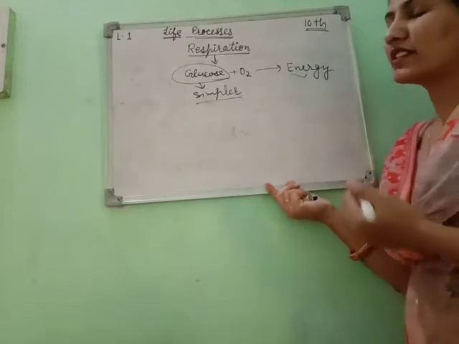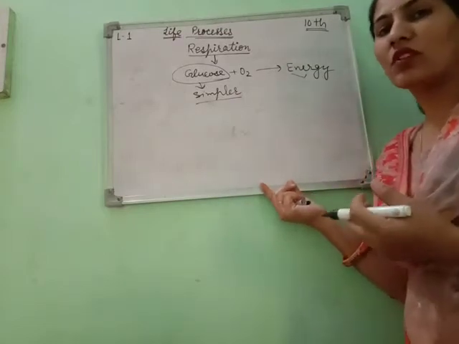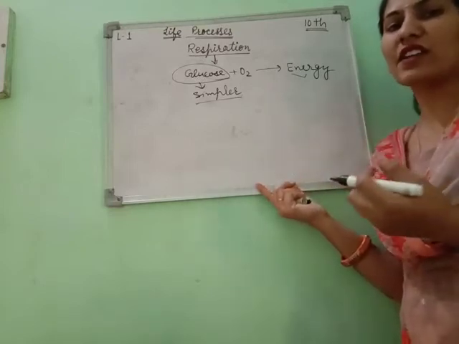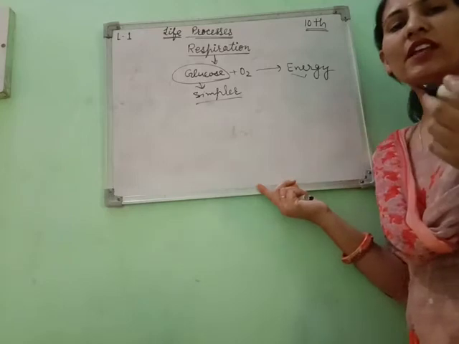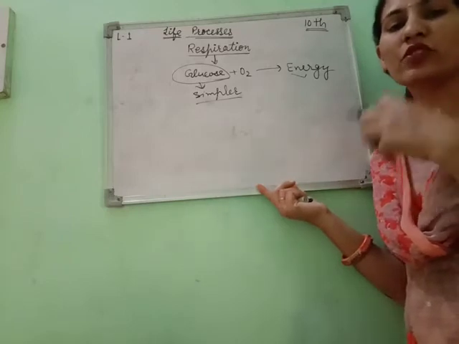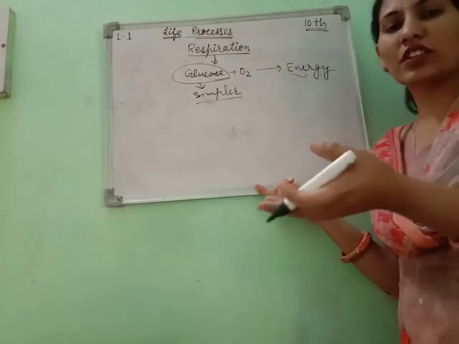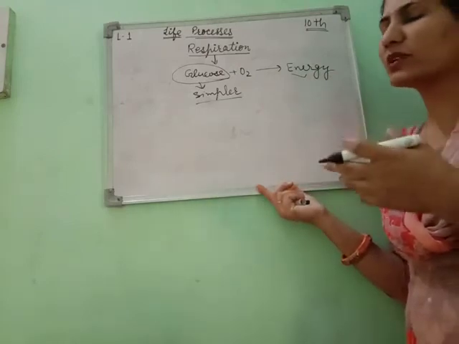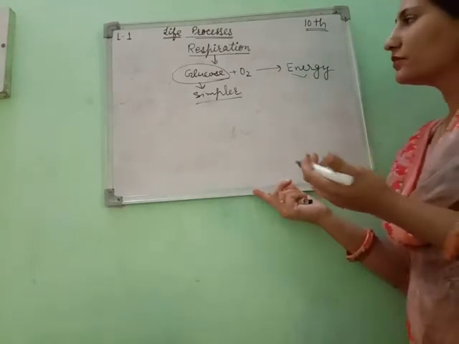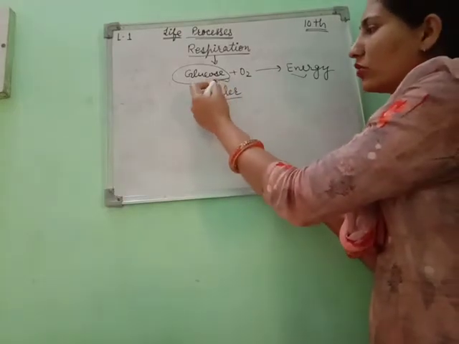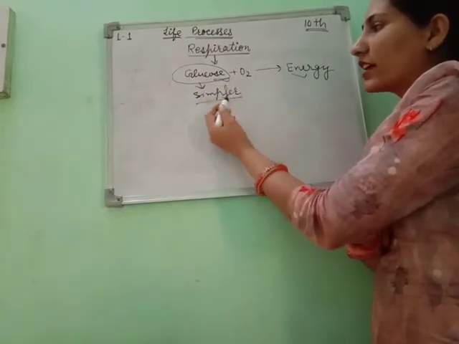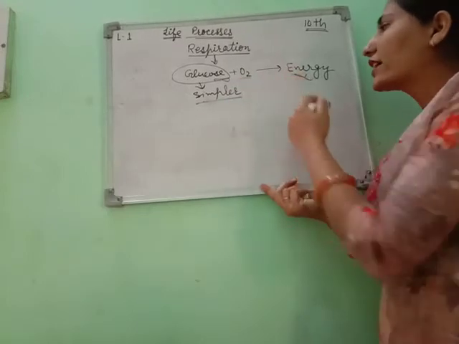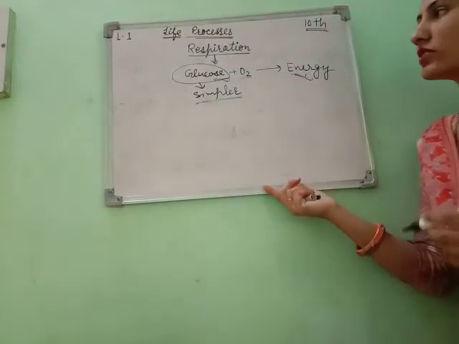In this process breathing is involved. Breathing means inhalation and exhalation. You know very well about breathing. Inhalation is the intake of oxygen, exhalation gives out carbon dioxide gas. This process is known as breathing. Very simple. In respiration, glucose is broken down into simpler substances in the presence of oxygen and energy is produced.